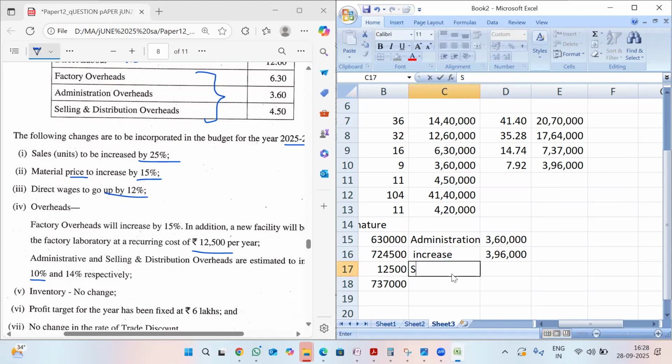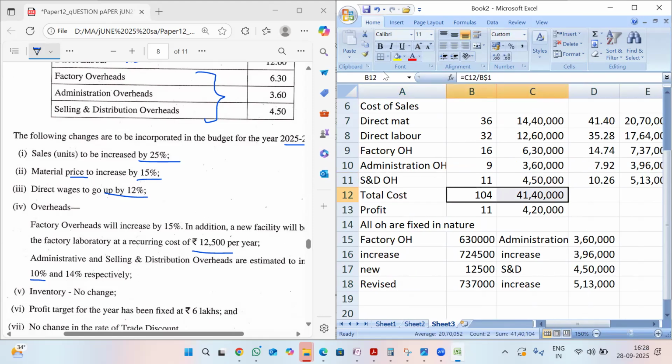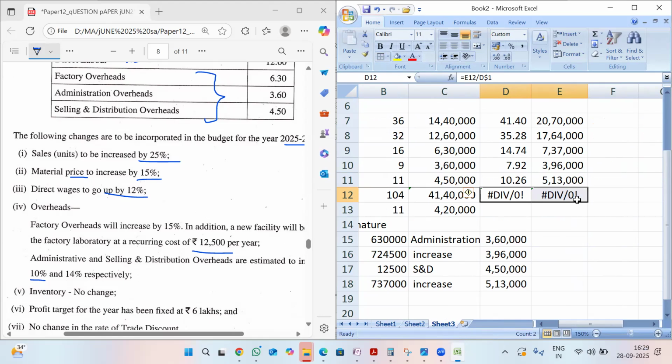Then selling and distribution, it is 4,50,000, and there is a 14% increase. So 4,50,000 into 114 percentage, so 5,13,000. So per unit will be 10.26. So it is divided by 50,000. Now I am having total cost. So total cost is 110 and 54 lakh 80,000. That is 109.6 and 54 lakh 80,000.